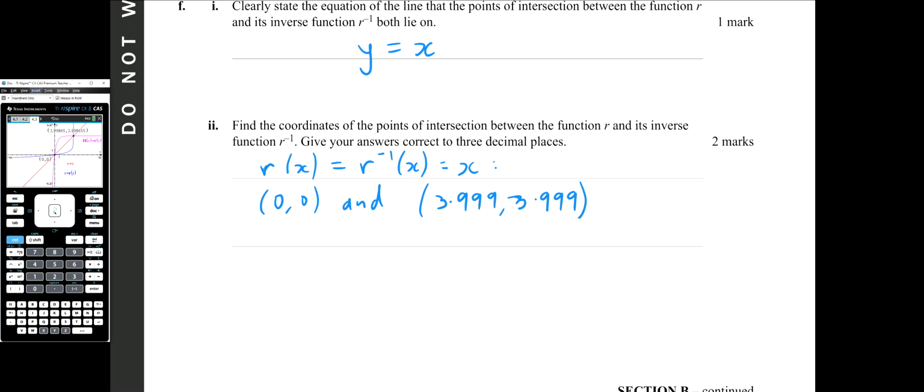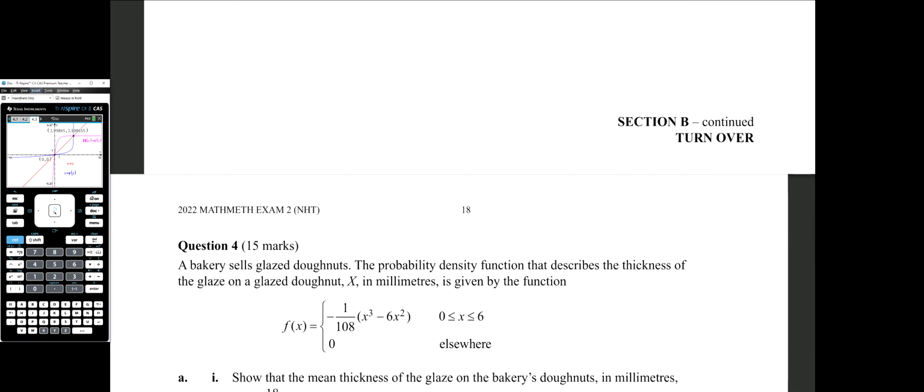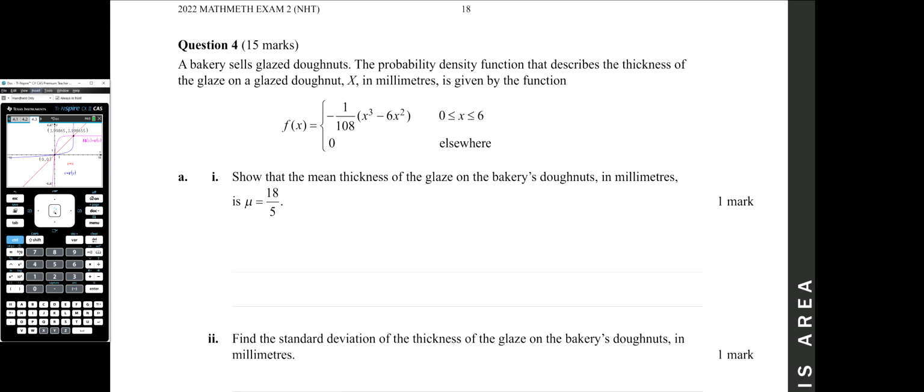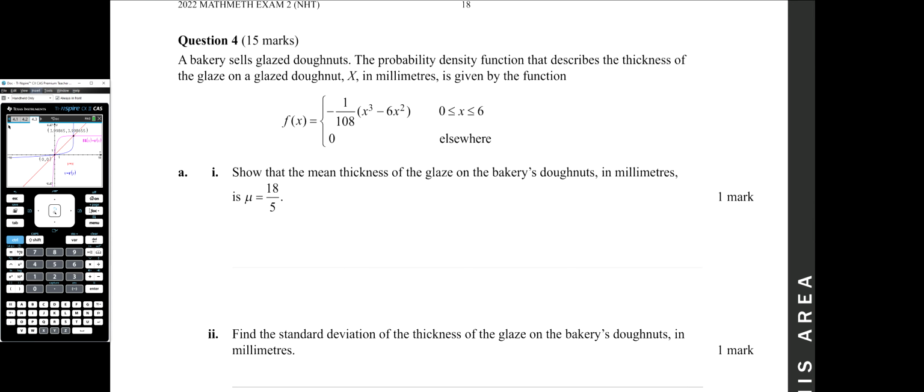There we go. So those are the 2 coordinates of the intersection points. And there we have it. That's that question done. Now, moving on to question 4. So as always, doc 4.1 to create a new problem.